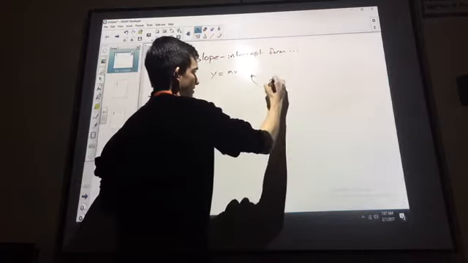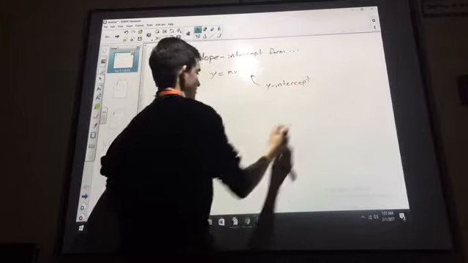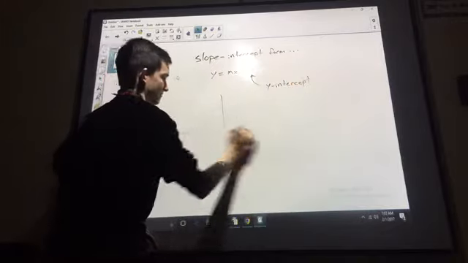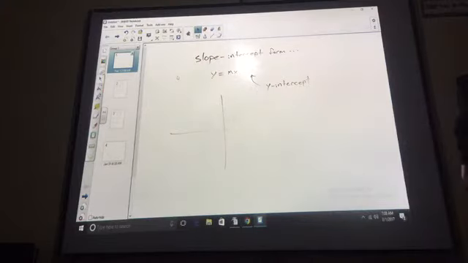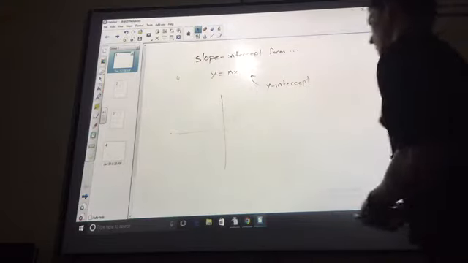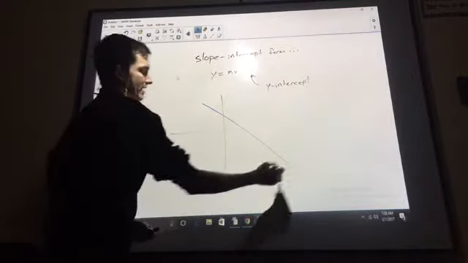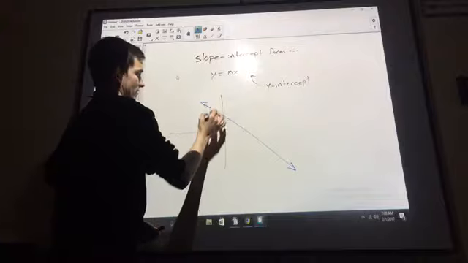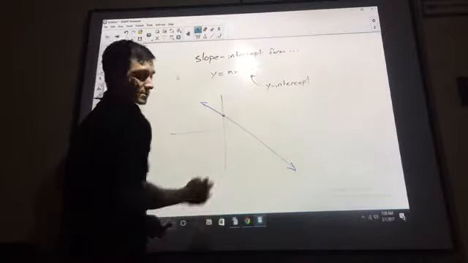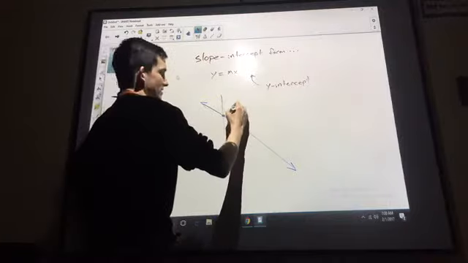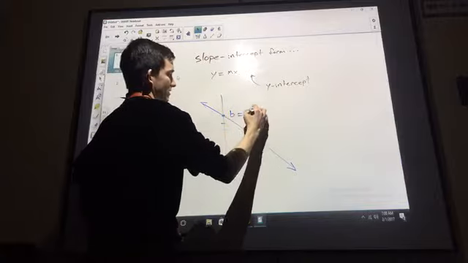So, b is the y-intercept. So, for example, if I have a graph, okay, and I have a line crossing that graph at some angle, where it hits the y-axis, that's known as my y-intercept, and we use b to denote that. So in this case, say this is 1, 2, so then b would equal 2.